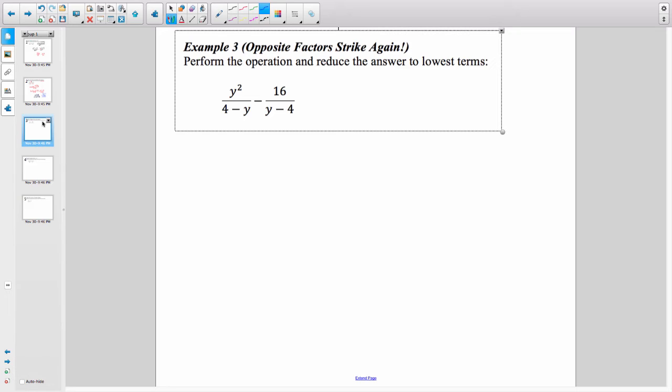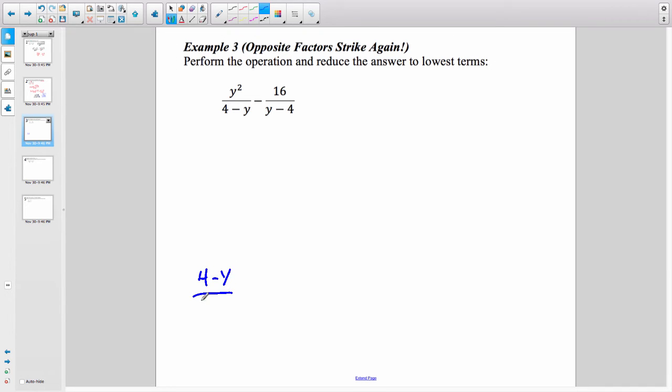Opposite factors. It's a common theme in this unit. If you remember what opposite factors are, for example, using these guys, if you had 4 minus y on top of y minus 4, we would say that we could cancel those and replace them with negative 1. So when I look at these two denominators, I realize that they're really not the same, and they have to be in order for me to operate with fractions. You have to have a common denominator.